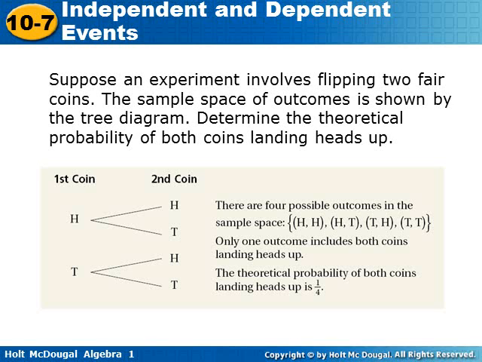Suppose an experiment involves flipping two fair coins. The sample space of outcomes is shown by the tree diagram. Determine the theoretical probability of both coins landing heads up. The first coin you can see heads, tails. Second coin heads, tails, heads, tails. There are four possible outcomes in the sample space. You could have heads and heads, heads and tails, tails and heads, tails and tails. Only one outcome includes both coins landing heads up. The theoretical probability of both coins landing heads up is 1/4.